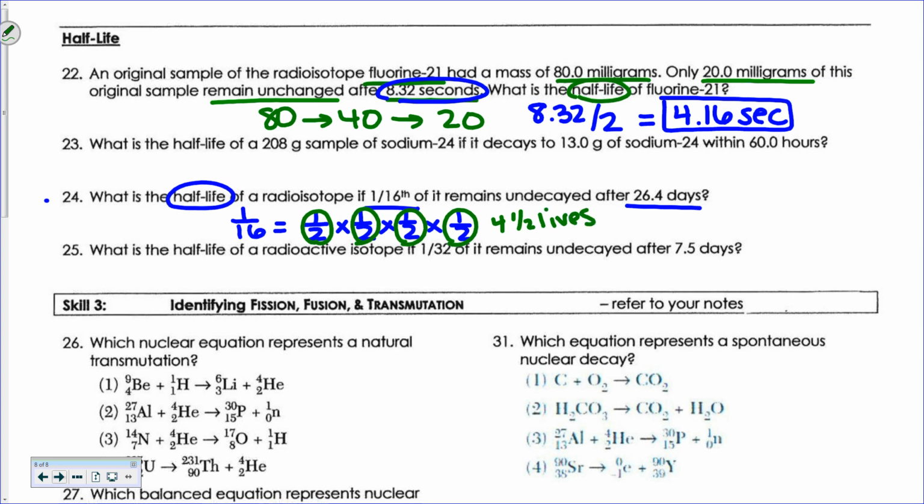And so I'm going to take that 26.4 and divide it by 4. And I'm going to get 6.6. And my unit would be days. So I hope you can see that half-life sometimes is a little tricky. There's not specific notes I can give you. We just have to figure it out.